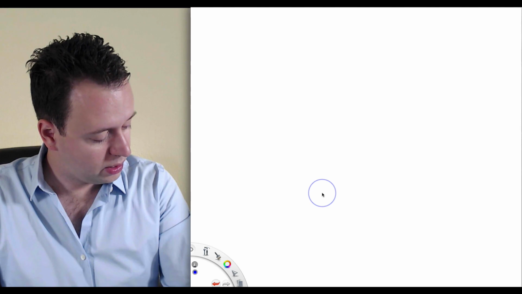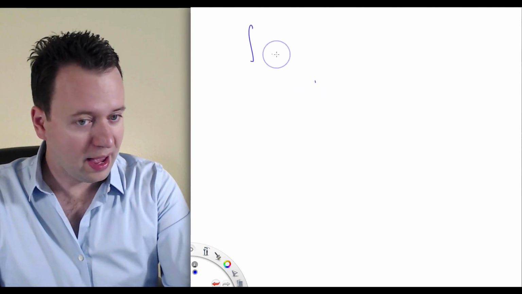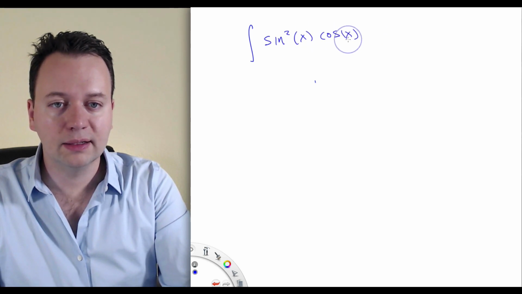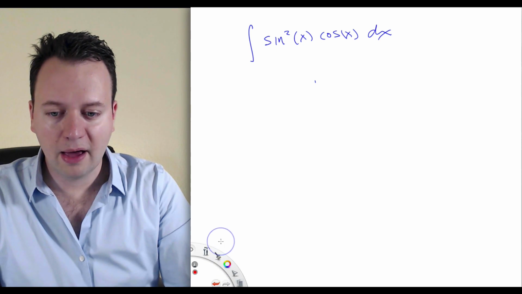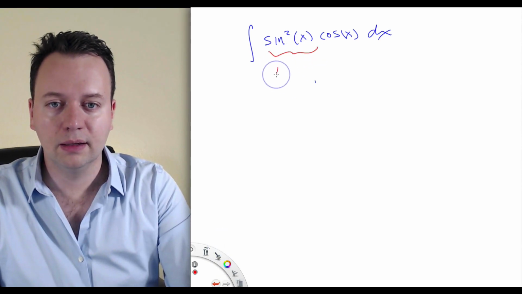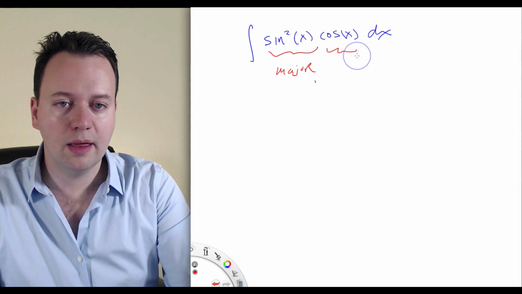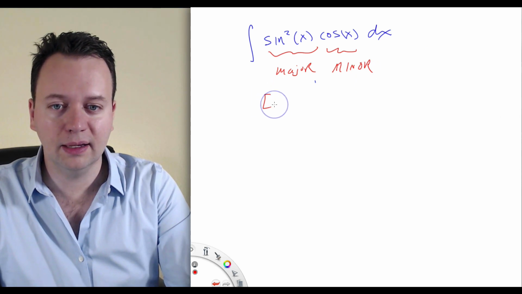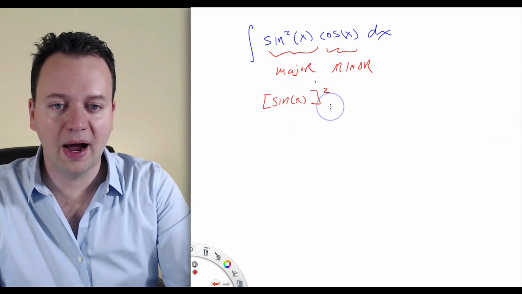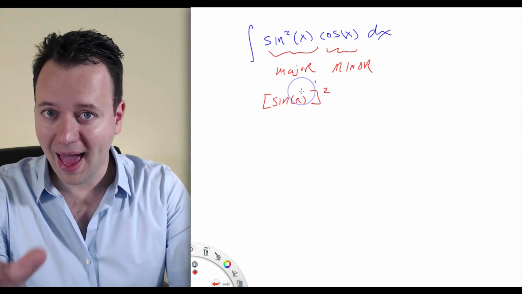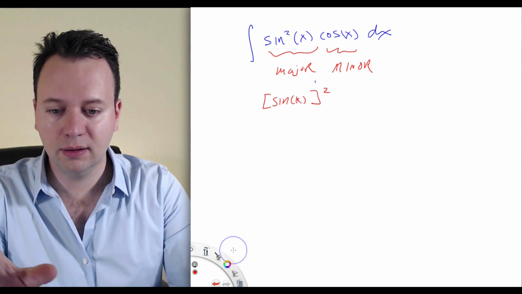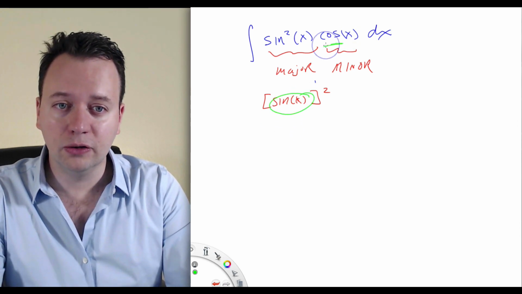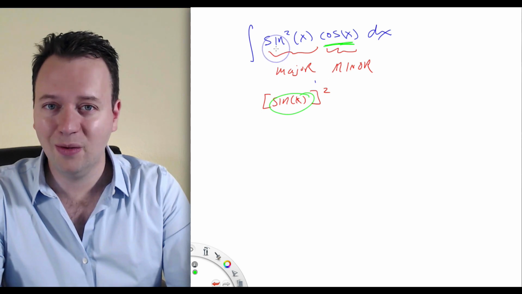Let's do another one. So here we have the integral of sine squared x cosine of x. So what we have here is the major and the minor. So remember, sine squared of x is basically sine of x to the power 2. So the function is really x squared. And then the inside function is sine of x. The derivative of sine is cosine. So the derivative of the inside is right there. It's the minor function. And then we have something squared.